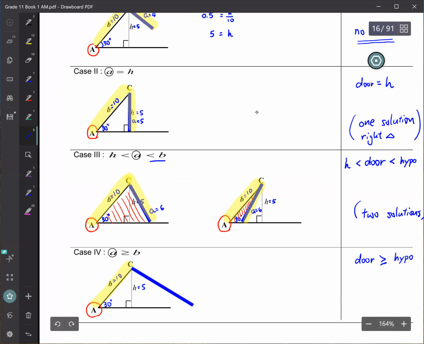I can extend the bottom because the bottom part is not given. It's okay to make it longer. So this time I have side A, that's 11. And it's still keeping the angle and sides: 30 degrees, 10 and 11. So this one you get 1 solution.